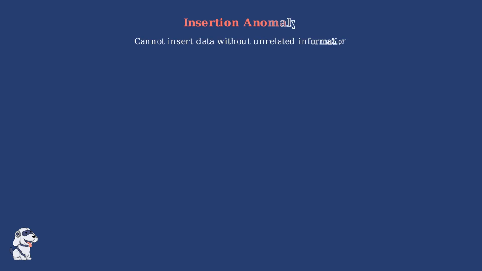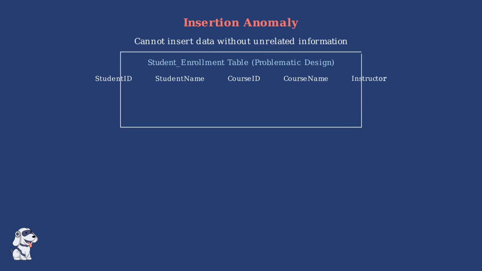The insertion anomaly occurs when you cannot add certain data to your database without being forced to include unrelated or unknown information. This creates artificial dependencies between different types of data. Consider this poorly designed student enrollment table. To add a new course to the system, we must also provide student enrollment data. But what if we want to add a course that no students have enrolled in yet? We cannot do it without creating fake student records.